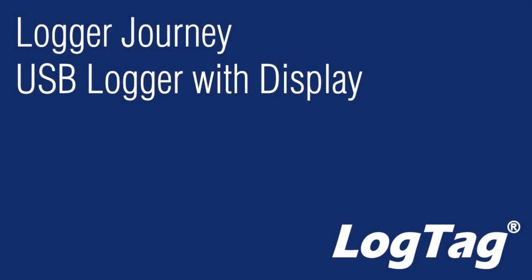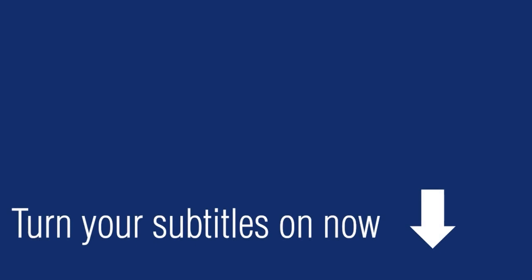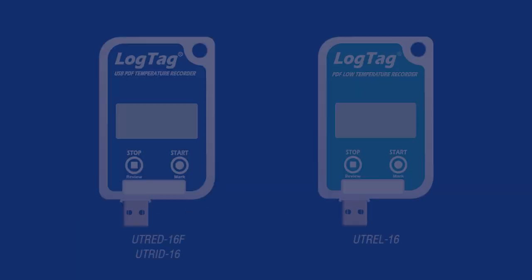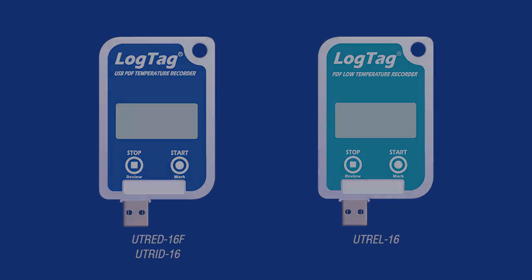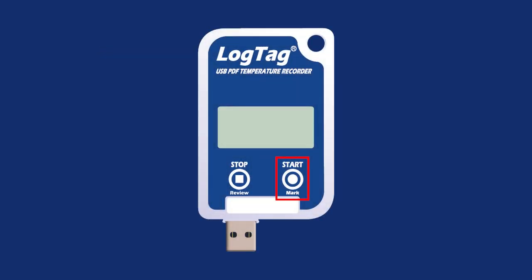When using one of LogTag's USB loggers with display, users are able to gain information about their logging status by viewing the LCD display on the logger. During logging, the display will provide the user with information such as the current temperature and any alarm excursions. The Start Mark button is used to start the logger, clear alarms, or place an inspection mark within the recorded data. The Stop Review button is used to stop the logger, or review the recorded data during the trip.